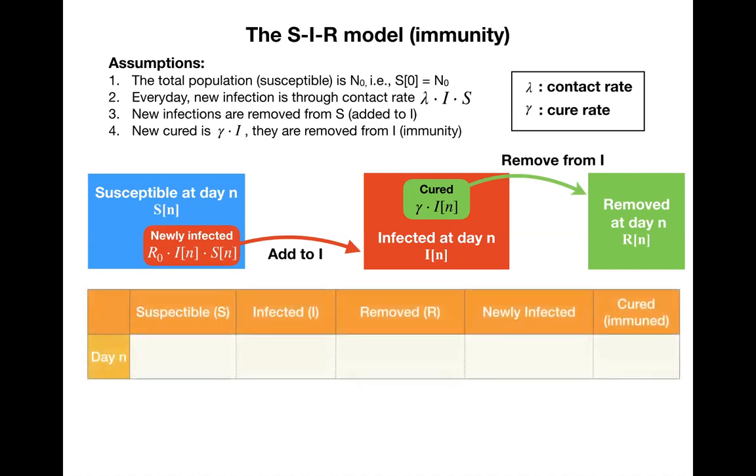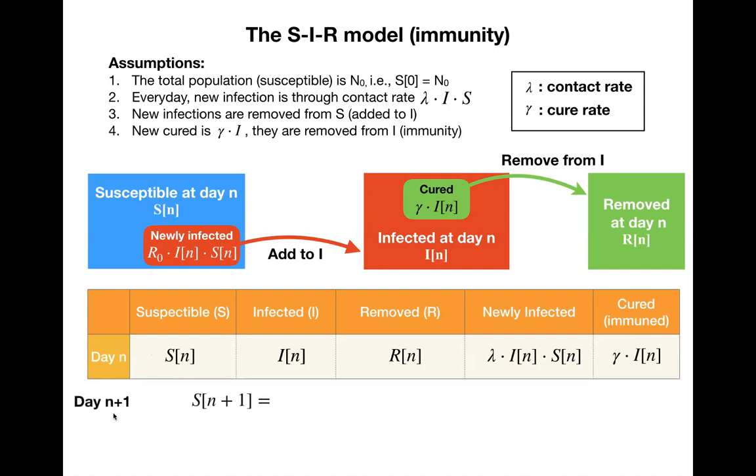Based on this picture, this is a table to fill. At day n, I have three groups: S_n, susceptible; I_n, infected; and R_n, removed. Through contact, the newly infected is lambda times I times S. The cured is gamma times I. And they're immune, so they don't go back to S again. Now let's make the recursive relations.